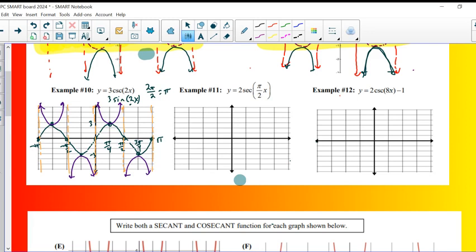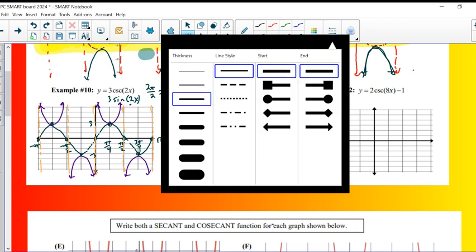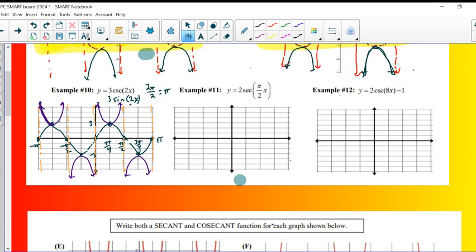So the graph itself is, in fact, in this kind of purpley color. So I can make it a little bit darker to really highlight that here. Okay, so let's do the next one.